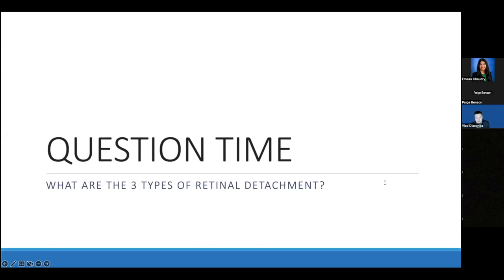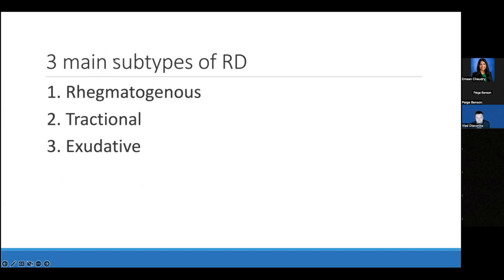Okay, I see Rebecca there with one answer. That's great, Rebecca. Wonderful. Perfect. Yeah, exactly. That's pretty good. So it looks like we have all of them in there. RRD from Daniel, tractional from Iman, and regmatogenous from Rebecca. So that's right. There's three types: regmatogenous, tractional, exudative. We're going to talk in brief about each of them.